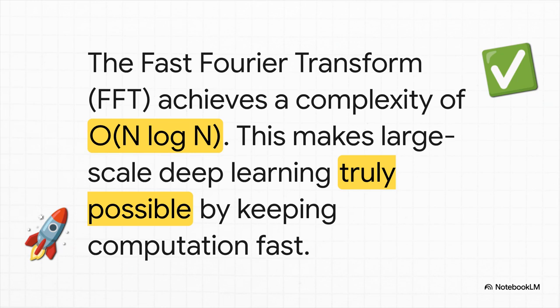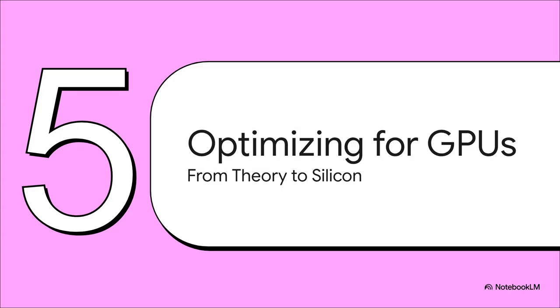And what's the result of all this? We've basically transformed our slow, clunky quadratic problem into something that's nearly linear. And O(n log n) complexity means that even for gigantic inputs, the computation time grows incredibly slowly. Frankly, this is what makes large-scale deep learning truly possible. Period.